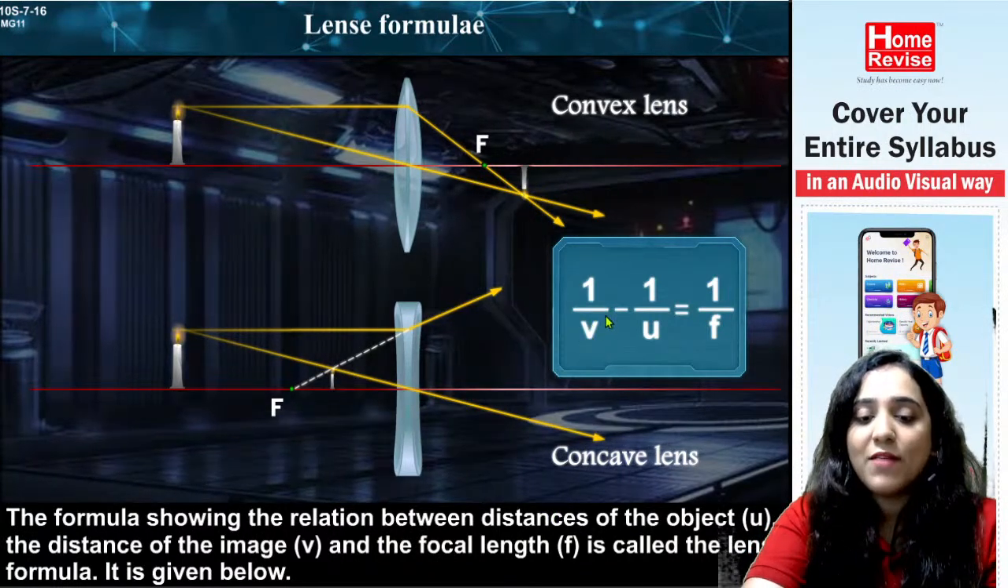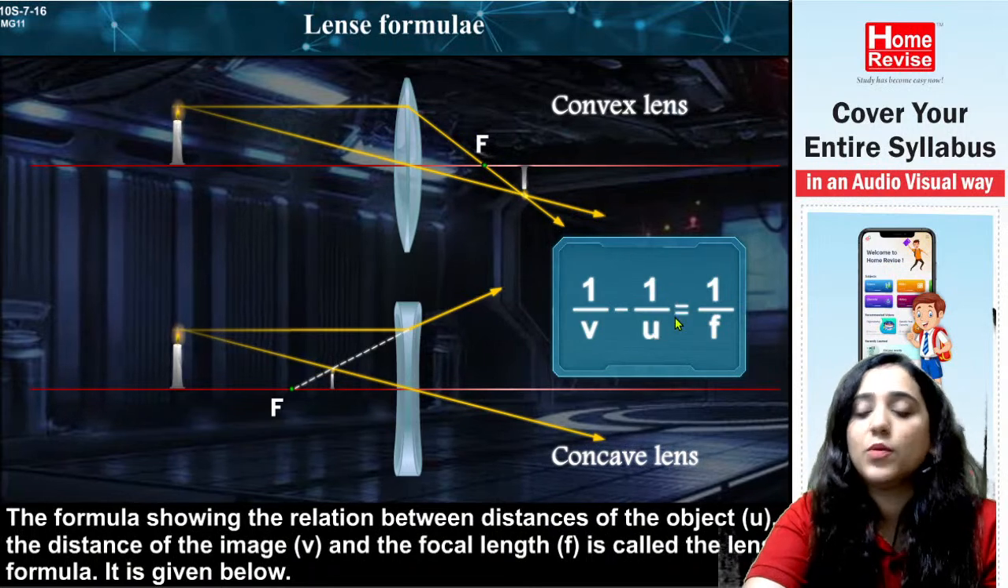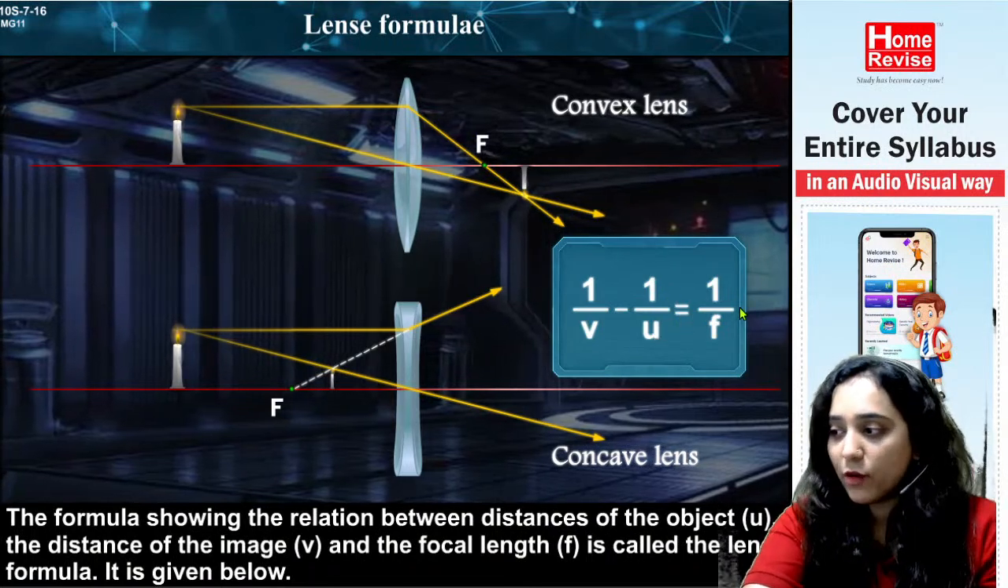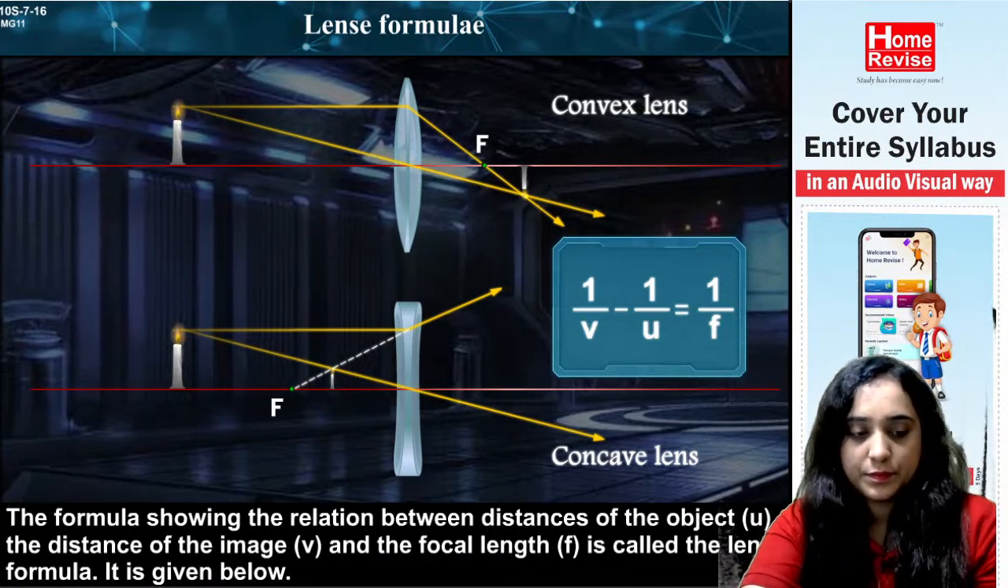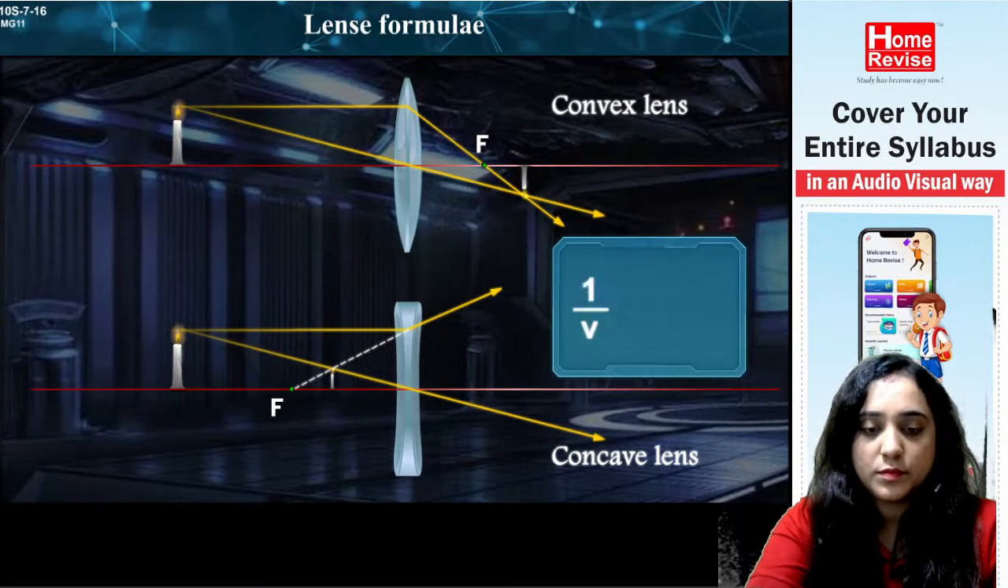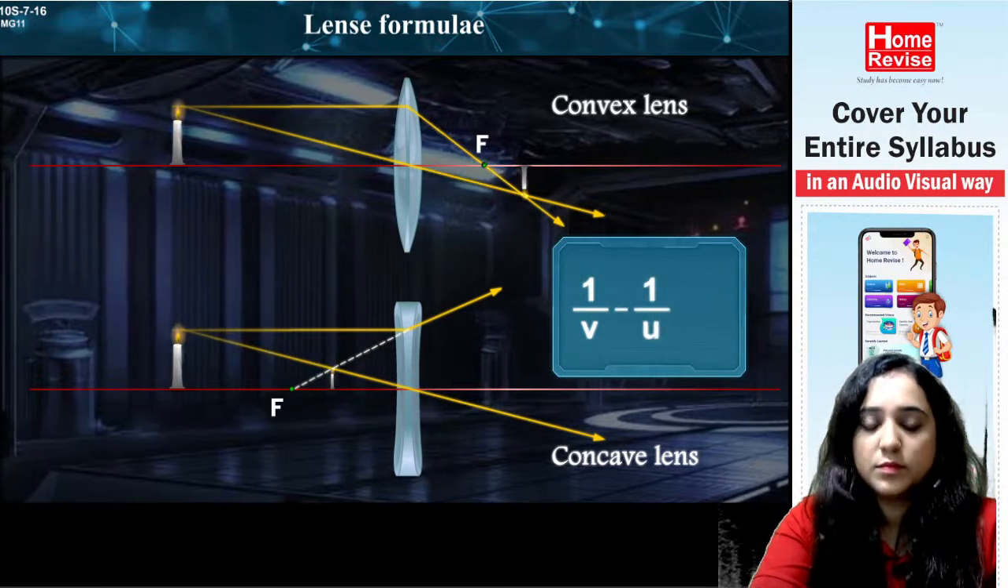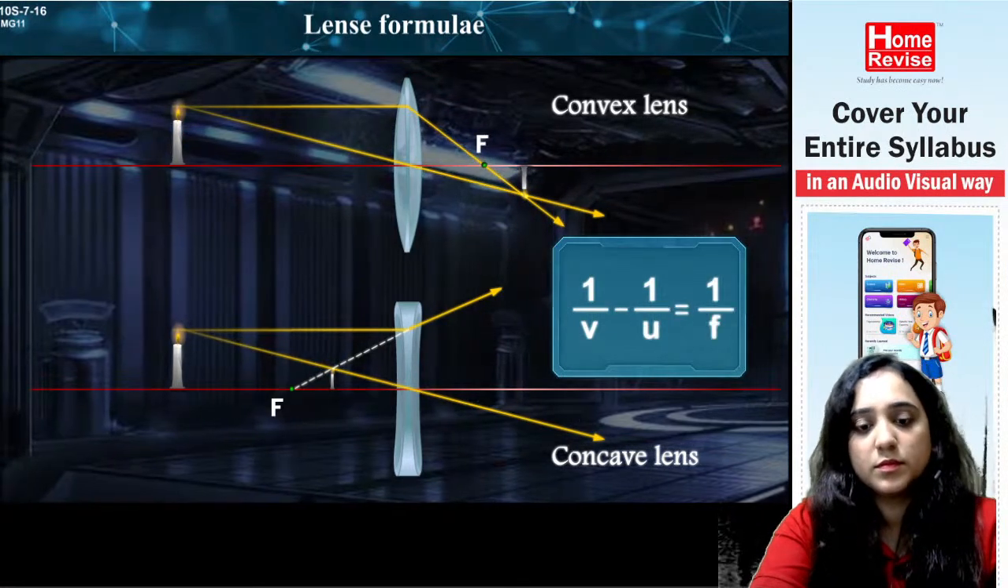Using these three, you can find the formula for the lens, that is the lens formula: 1 by v minus 1 by u is equal to 1 upon f. Okay, let's understand this again. 1 upon v minus 1 upon u is equal to 1 upon f.